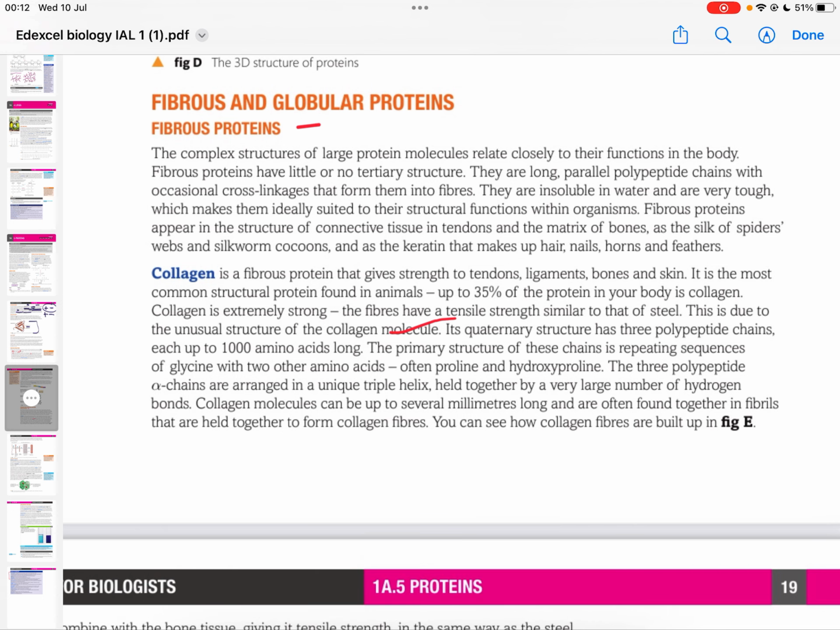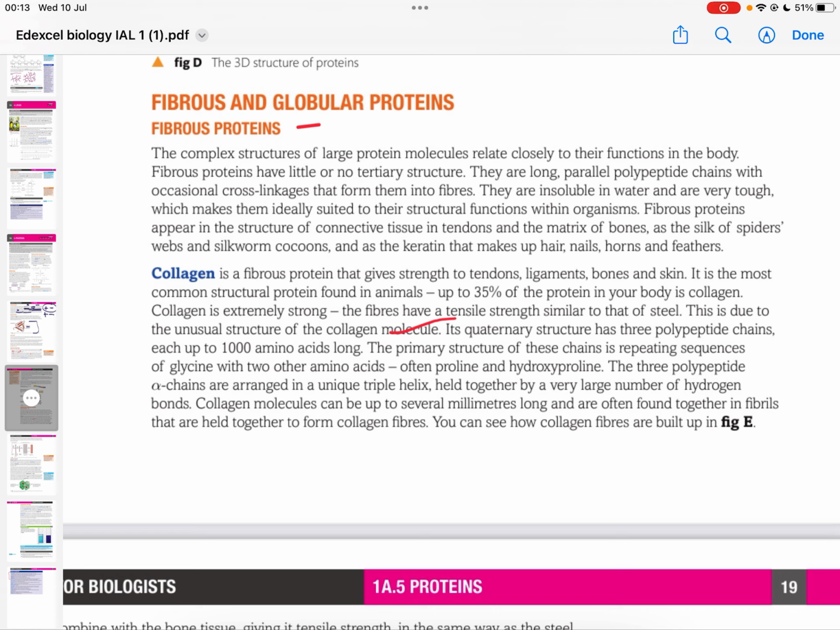This is due to the unusual structure of the collagen molecule. Its quaternary structure has 3 polypeptide chains, each up to 1,000 amino acids long. The primary structure of these chains is repeating sequences of glycine with 2 other amino acids, often proline and hydroxyproline. The 3 polypeptide alpha chains are arranged in a unique triple helix, held together by a very large number of hydrogen bonds. Collagen molecules can be up to several millimeters long and are often found together in fibrils that are held together to form collagen fibers.